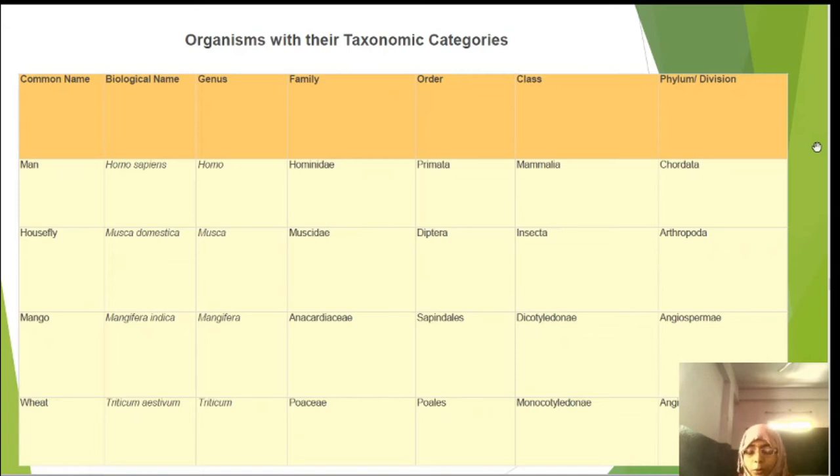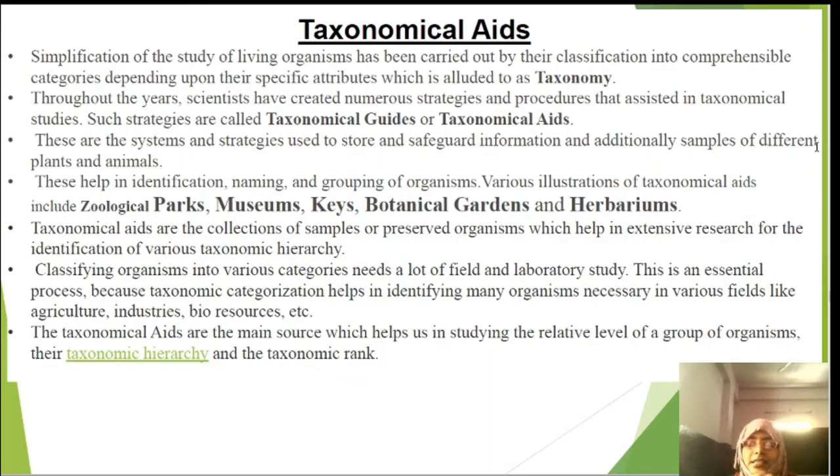Monocotyledon, I told you, single cotyledon, not double cotyledon. If it is two cotyledons, it is dicotyledon. If it is a single cotyledon, it is monocotyledon. Next, it is taxonomical aids.